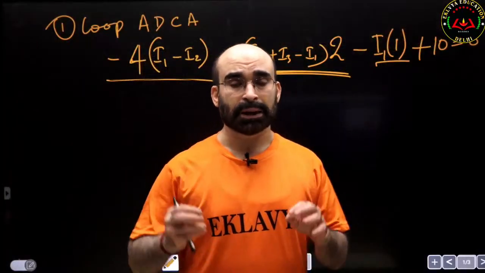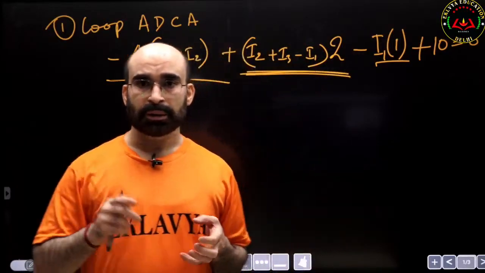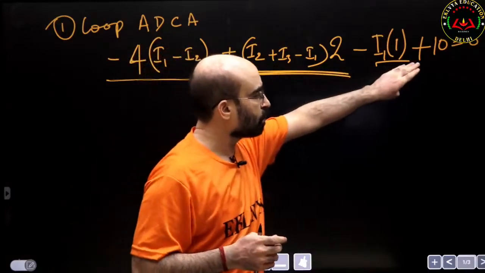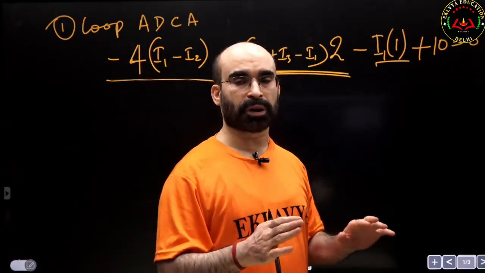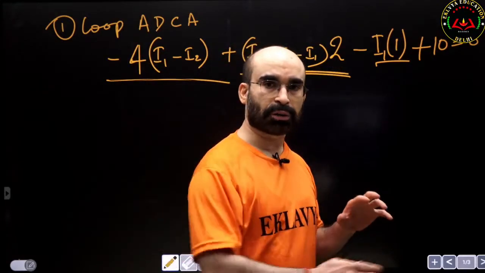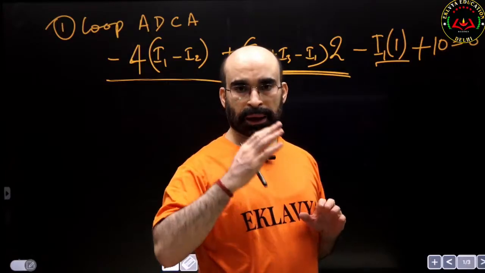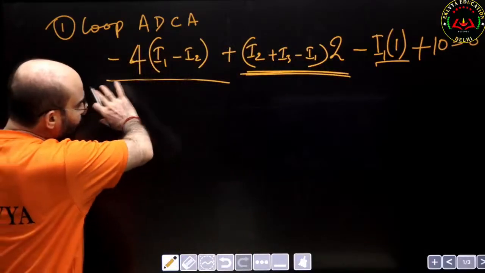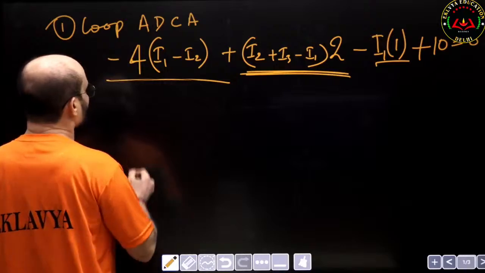So we have taken the potential difference across each of the components, cell or resistor, whatever it is, and then we put the sum equal to 0. The sum of the potential differences across each of the components equals 0. This is what we have done. So this is loop 1. Now you can solve this. You can make it simpler.